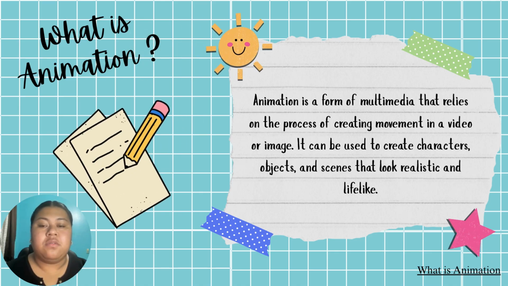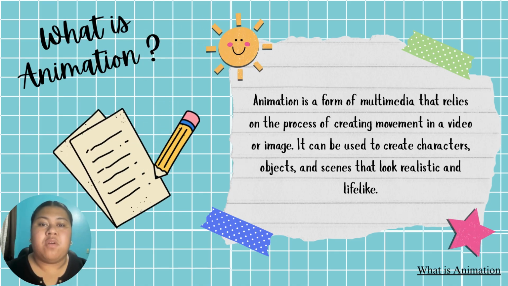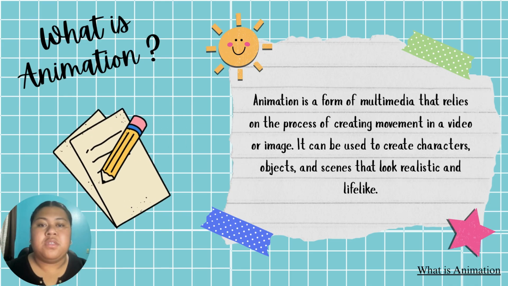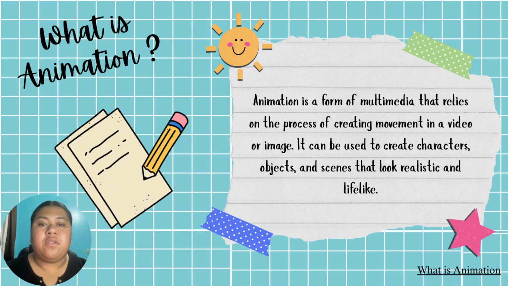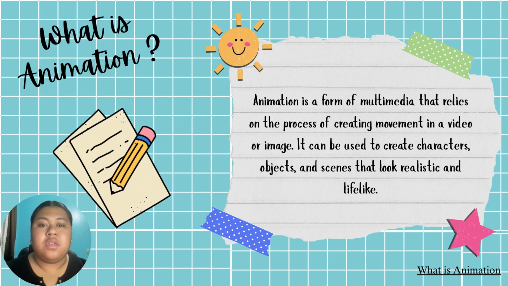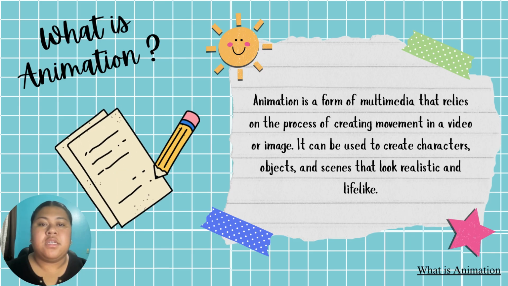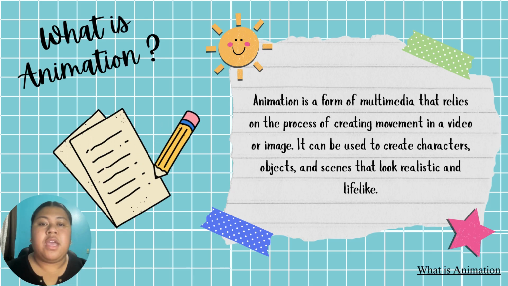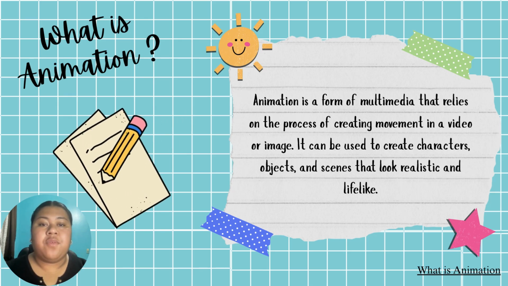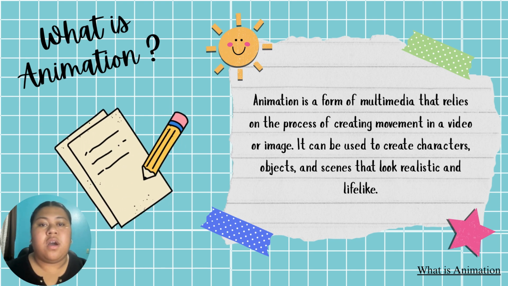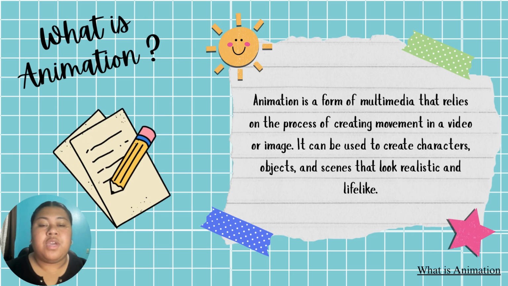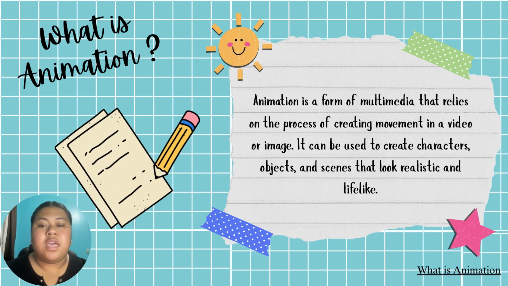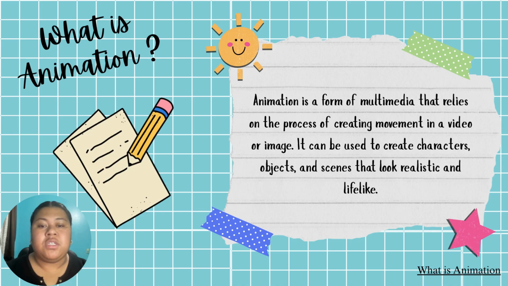What is animation? Animation is a form of multimedia that relies on the process of creating movement in a video or image. It can be used to create characters, objects, and scenes that look realistic and lifelike. With animation, it simplifies complex information through engaging visuals, capturing and holding audience attention, creating strong emotional connections, and improving information retention and engagement.